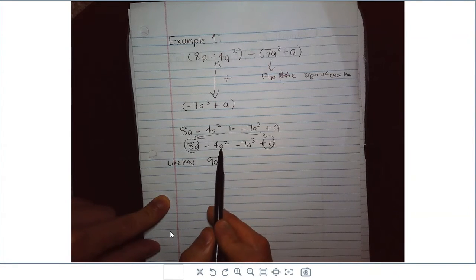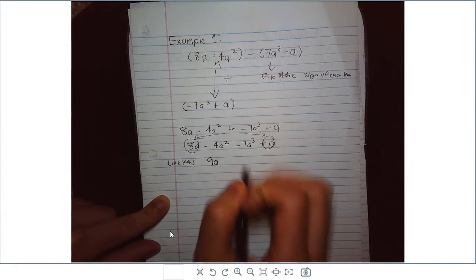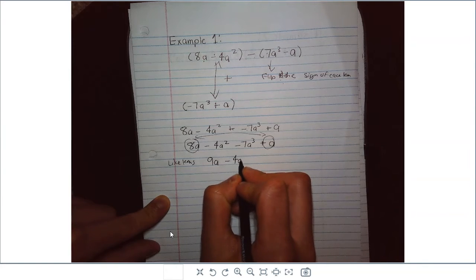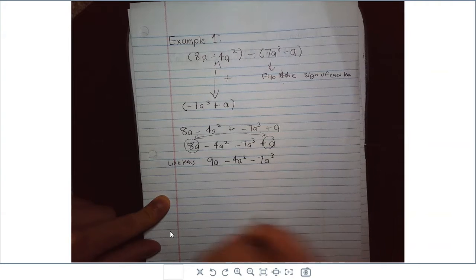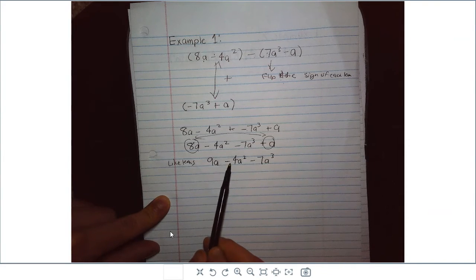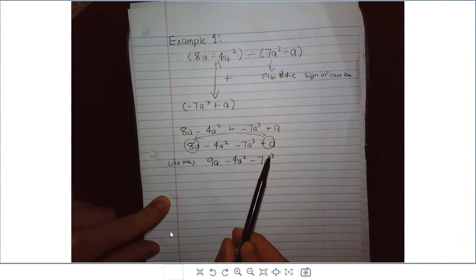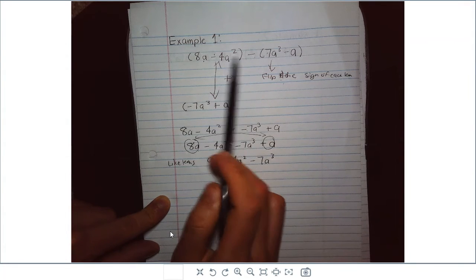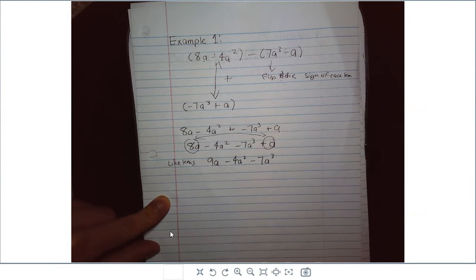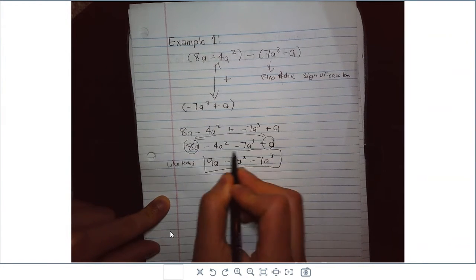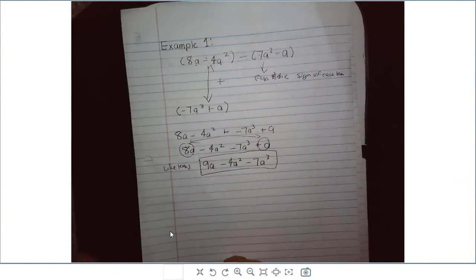Does 4a squared have a like term? No. 4a squared doesn't have a like term. 7a cubed doesn't have a like term either. So our final answer is simply 9a minus 4a squared minus 7a cubed. We can't simplify this any further. So 9a minus 4a squared minus 7a cubed is the result of subtracting these two polynomials. Okay, let me box that for you. And let's move on to the next example now.